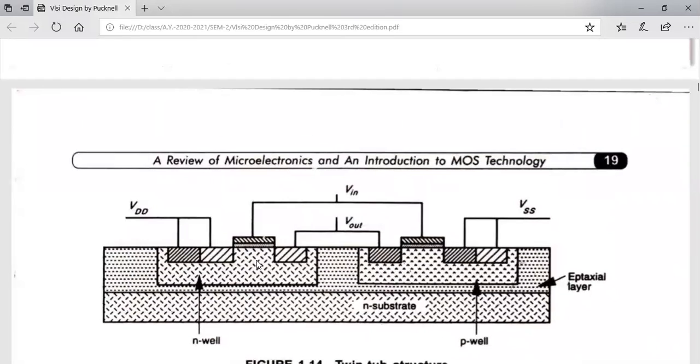The steps will be the same, just with increasing complexity. We are following the same steps, but one after the other, we have more number of steps since in twin tub we have totally CMOS, which means both N-well and P-well should be present there.